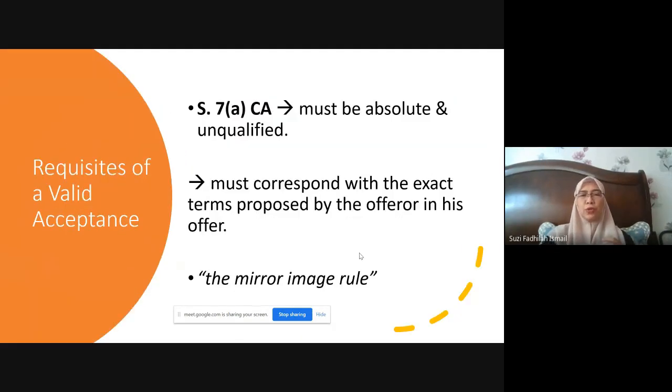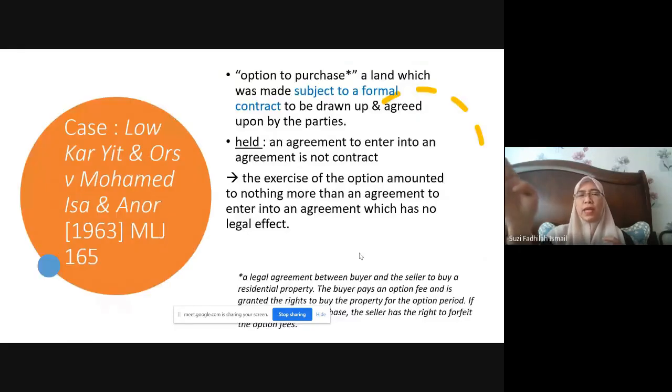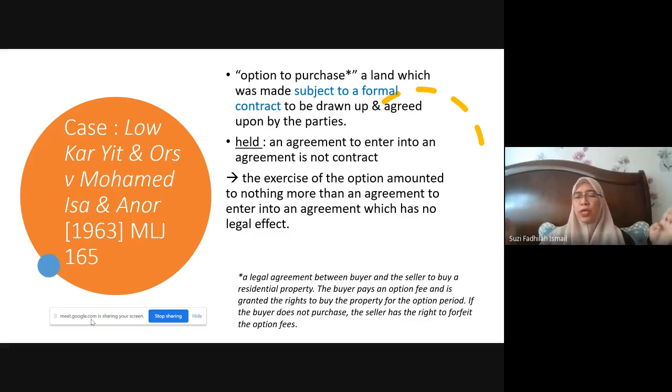Let's have a look at the case. This is actually to explain this rule, must correspond. Basically here, it does not correspond. The case is Lau Karyit and others v Muhammad Isa and another, 1963. It is pertaining to an option to purchase a land. What's the meaning of the word option to purchase here? Usually it refers to a specific legal agreement. Usually the proposer or the offeror agrees to give a certain time for the offeree to accept, meaning here within a week, then you have to let me know. It's an option for you to buy, and sometimes there must be certain payment. That's why we use specifically the word option to purchase.